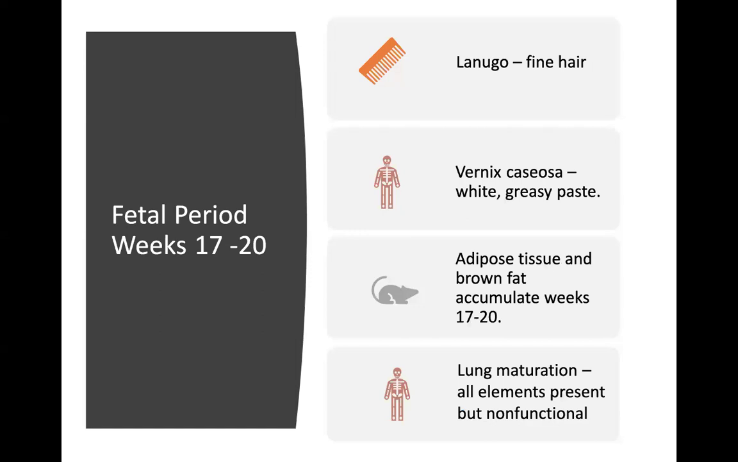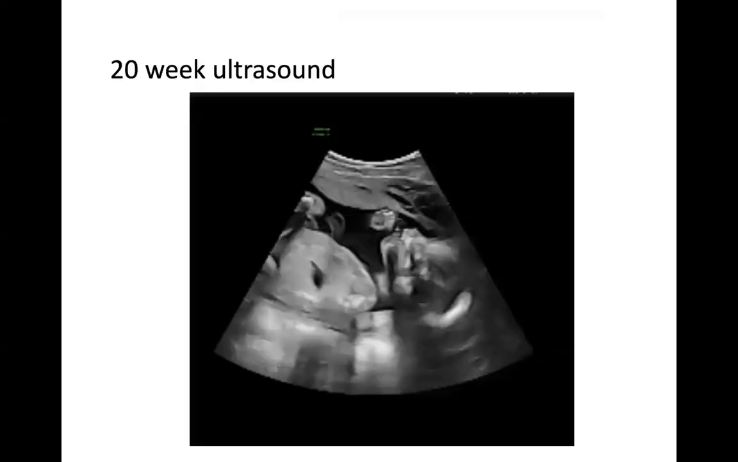So then you have weeks 17 through 20, where the lanugo, or the fine hair, appears on the embryo itself. Then you have the vernix caseosa, which is a white and greasy paste. This protects the skin from injury, and the fat provides insulation. So brown fat specifically allows the fetus to maintain its own body heat. Adipose tissue and brown fat accumulate weeks 17 through 20, and lung maturation begins, with all elements present but non-functional. So this is about your 20-week ultrasound, what that would look like.